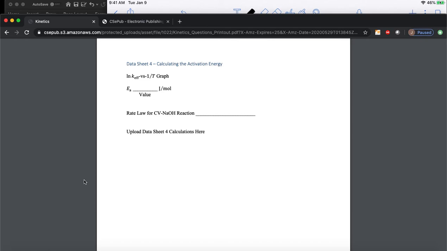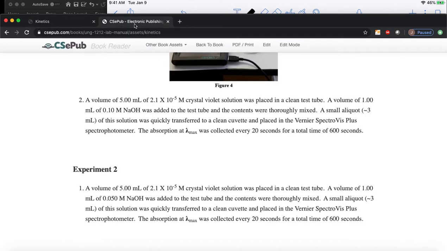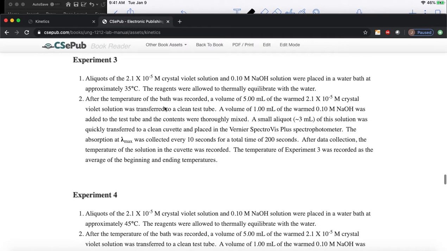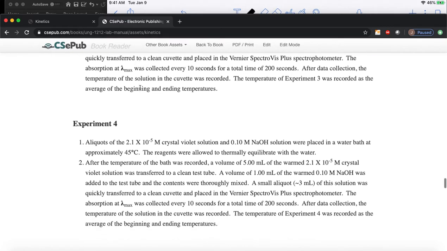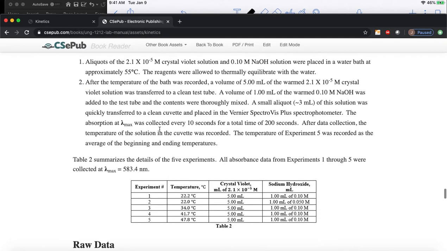So remember, we had 5 experiments of data that we saw previously, but we've really only looked at the first 2 experiments a little bit more in depth in terms of how they were done. If you actually look back at your CSC Pub reading for the other experiments, experiments 3 through 5 are done the exact same way as experiment 1. The only difference is the temperature. Experiment 1 was done at 25 degrees. Experiment 3 was started at 35, 4 at 45, and 5 at 55 were their starting temperatures.